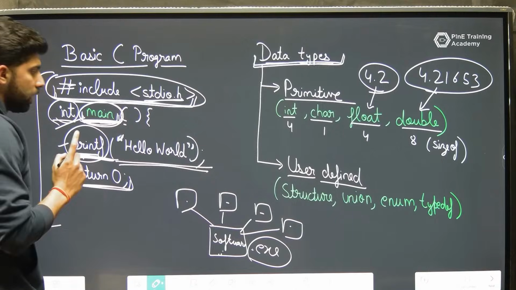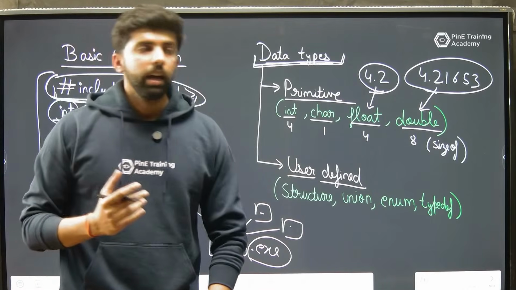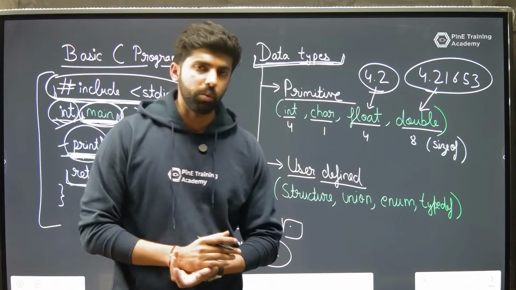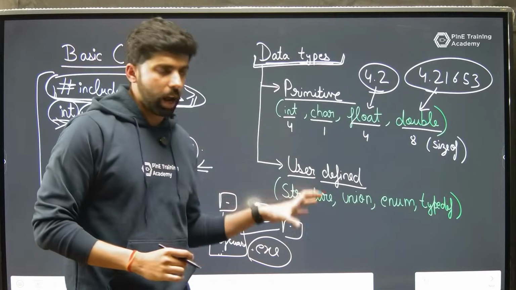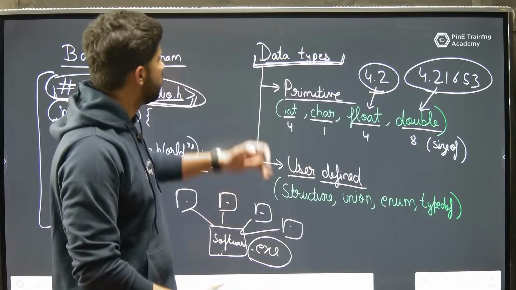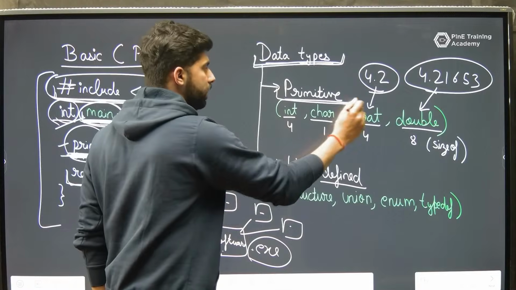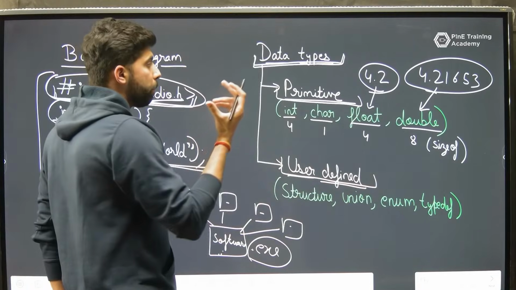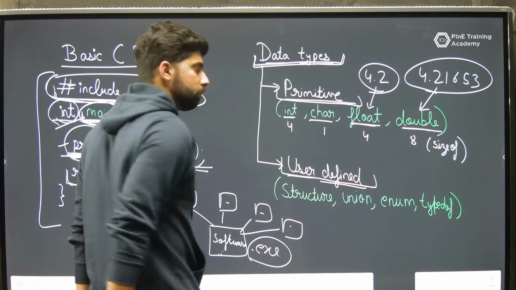Okay, now we move to data types. In the real world we are all dealing with data, we are storing the data, we are accessing the data. So in programming we must learn what the different data types are. In C programming we have two different types. One is primitive data type and the other one is user defined data type. Primitive data types are int, char, float and double.